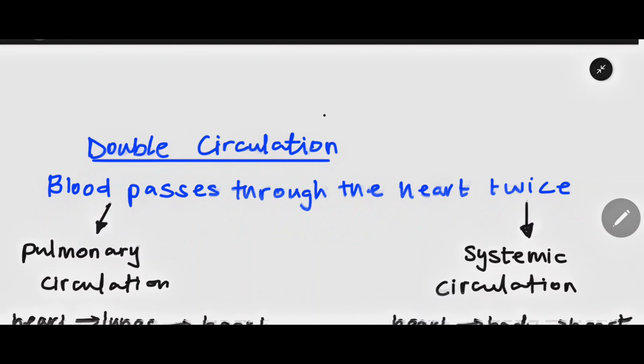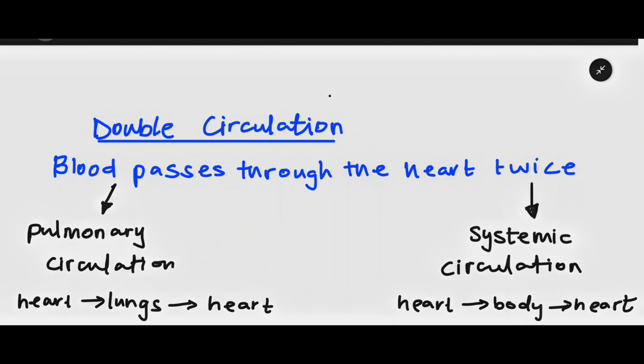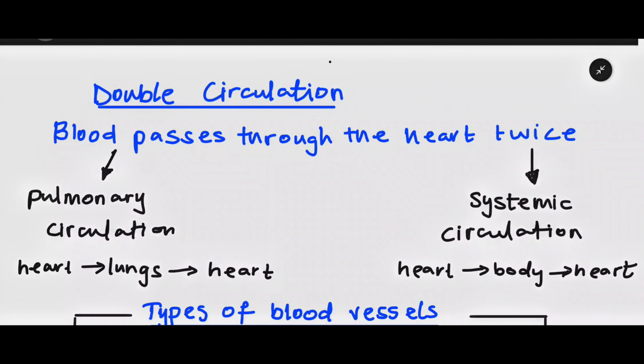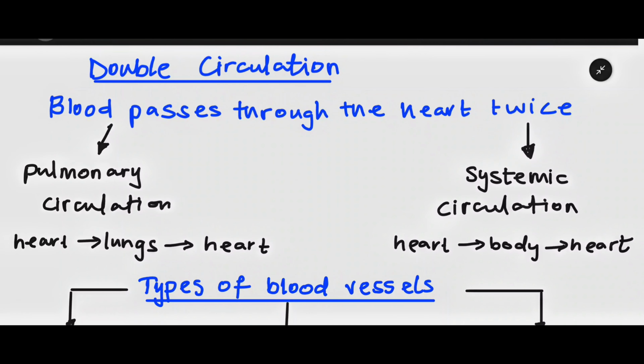So what do we mean by double circulation? Humans have a double circulatory system. It means that blood passes through the heart not once but twice in one full circuit. So it has pulmonary circulation, where the blood goes from the heart to the lungs and then back to the heart. And then we have systemic circulation, which is where blood goes from the heart to the body and then back to the heart. So remember, double circulatory system means blood is passing through the heart twice.